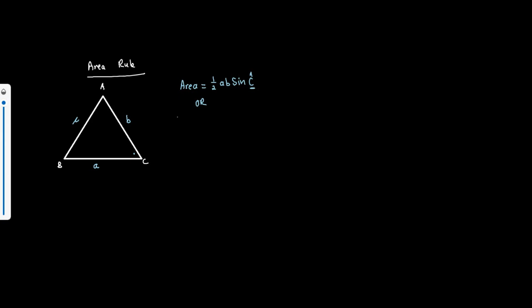Or we can say that the area is equal to half AC sine angle B, or the area is equal to half BC sine angle A. And again, what do you notice about angle A? Angle A is the included angle between sides B and C. Now, let's look at an example of this.